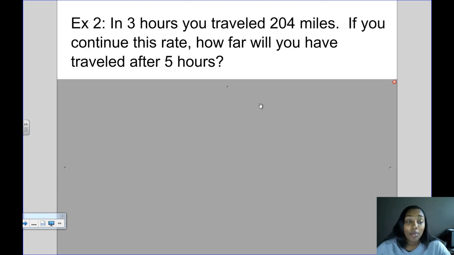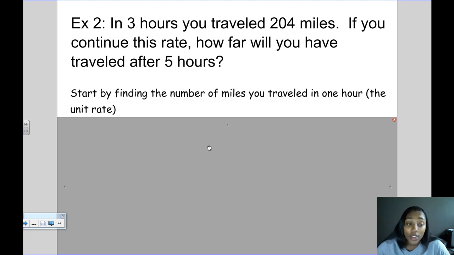So the next example: in 3 hours, you traveled 204 miles. If you continue this rate, how far will you have traveled after 5 hours? They're telling us how far we've traveled in 3 hours, and we're going to now try to figure out how far we'll travel in 5 hours. In order for us to solve this, the first thing we've got to figure out is, in those 3 hours, how far did we travel in just 1 hour? So this is an example where we're going to calculate the unit rate and use that unit rate to help us solve the rest of the problem.